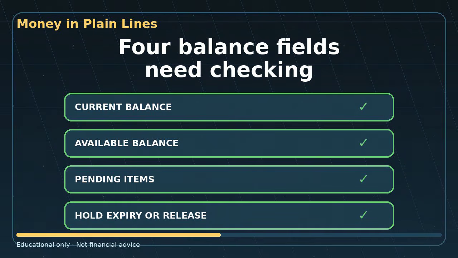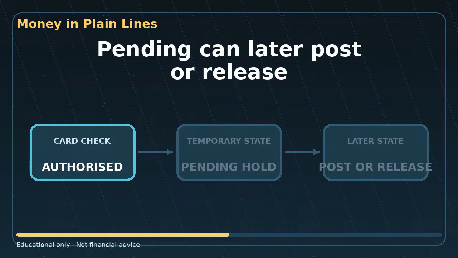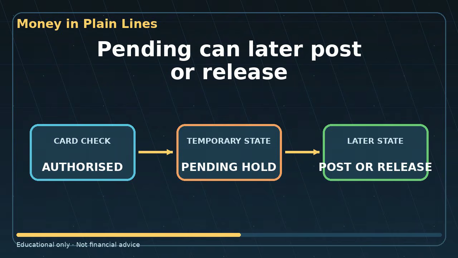Now continue Noura's fictional story with a final hotel charge of AED 320. The original AED 350 hold no longer needs to remain in full, so AED 320 posts as the settled charge and the unused AED 30 portion of the temporary restriction releases back into the available amount.